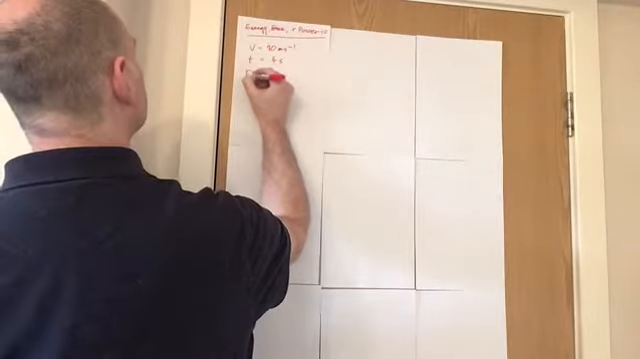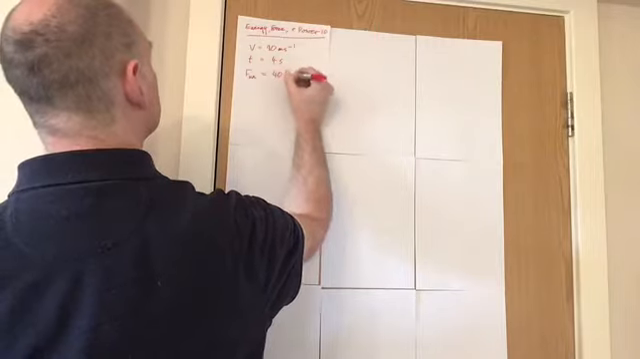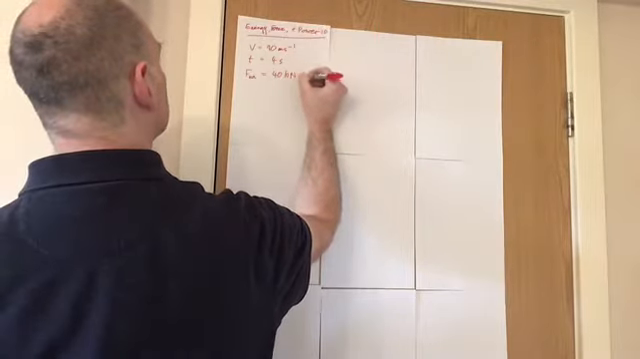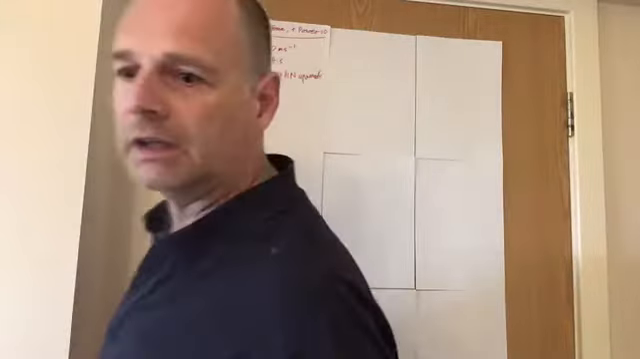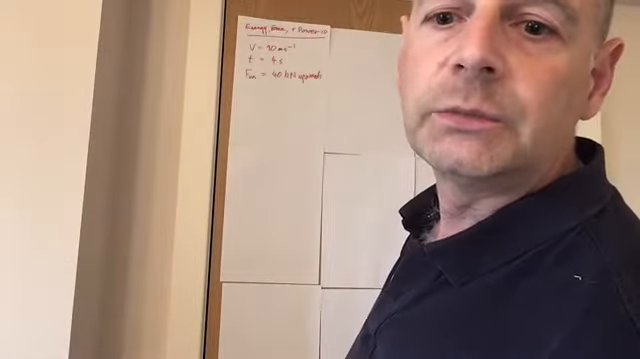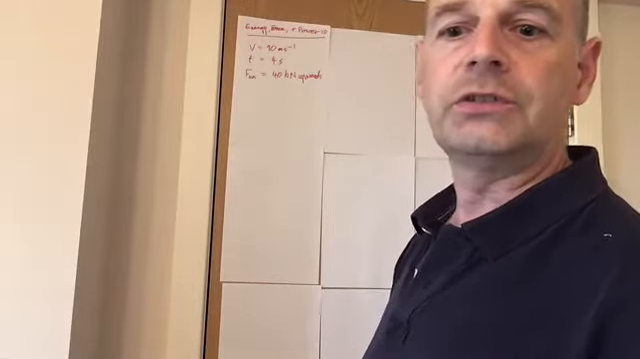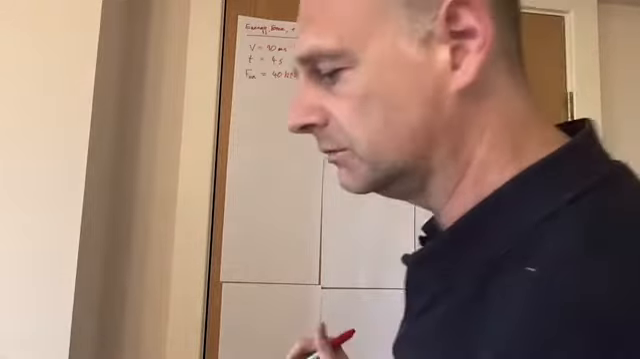So F unbalanced equals 40 kilonewtons upwards. And we are asked to calculate the mass of the rocket, and we are then asked, if the average force of friction is 5,000 newtons, to calculate the thrust of the rocket engine. So here we go.